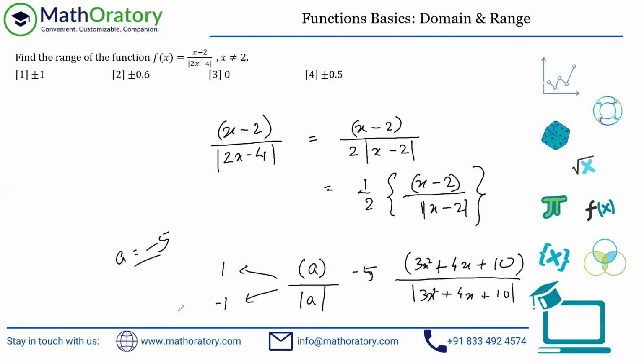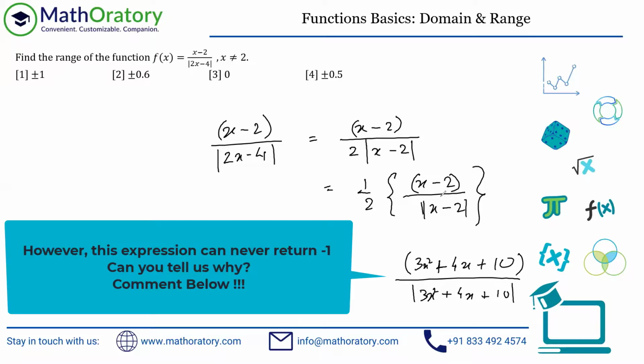So effectively, forget about what the a is. This entire thing can be 5, right? In this case also, this entire thing can be 5. So if the x minus 2 is 5, then mod of x minus 2 is also 5. So 5 by 5 is 1. But if x minus 2 is minus 5, in that case mod of x minus 2 is 5, and minus 5 divided by 5 will be minus 1.